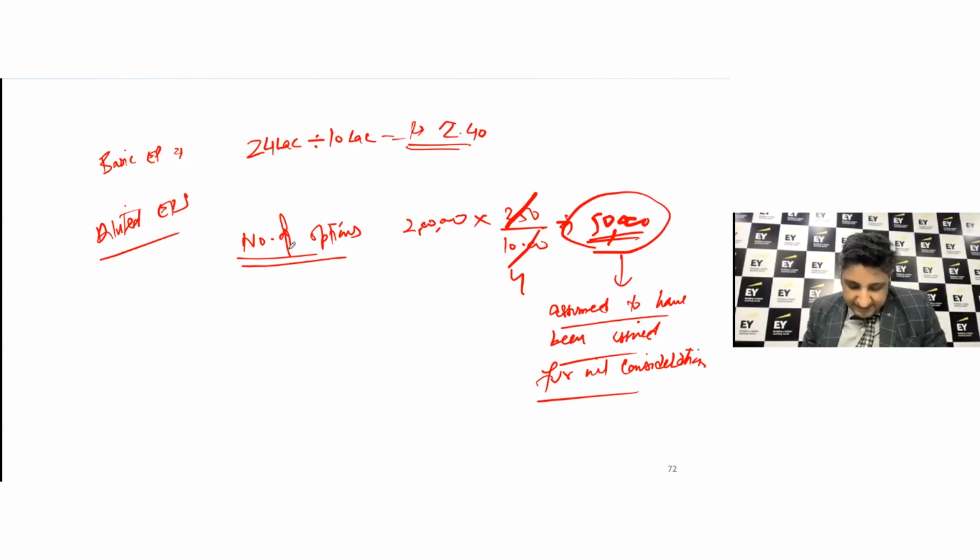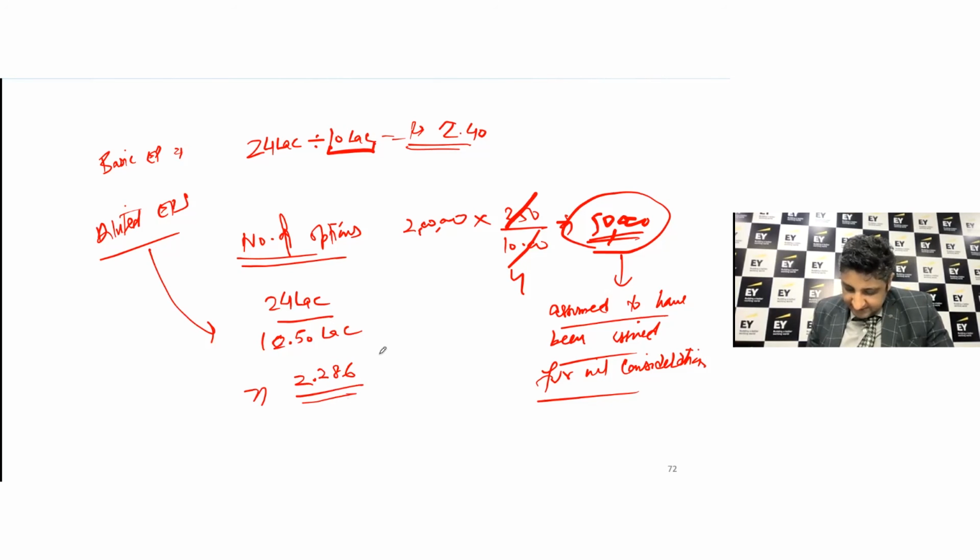Our existing number of shares are 10 lakh. So we would say that on the profit of 24 lakh, there are 10 lakh 50,000 shares outstanding to arrive at the diluted EPS, and that becomes 2.286. That is where you are able to measure the diluted EPS in this kind of a scenario.